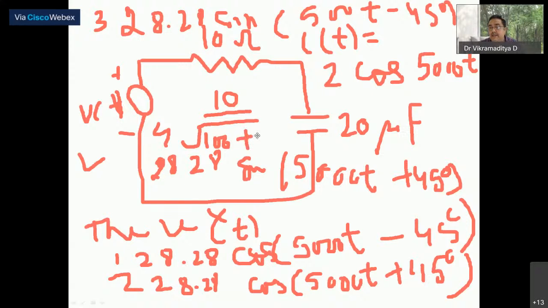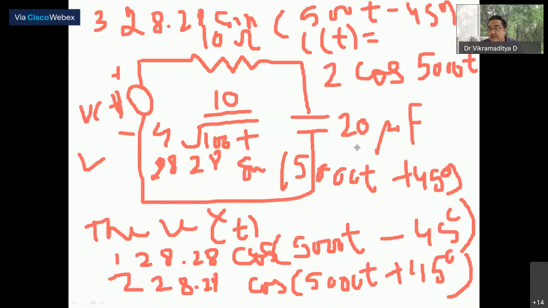Okay, now 20 microfarad. What is XC? XC will be nothing but, yes, anybody can tell me? 1 upon omega C. Very correct. So you can write down, 1 upon omega is how much? 5000 multiplied by 20. It will be approximately 1 lakh.